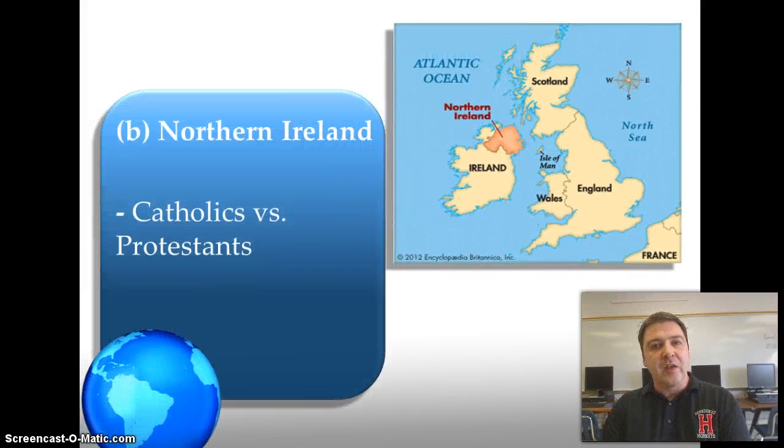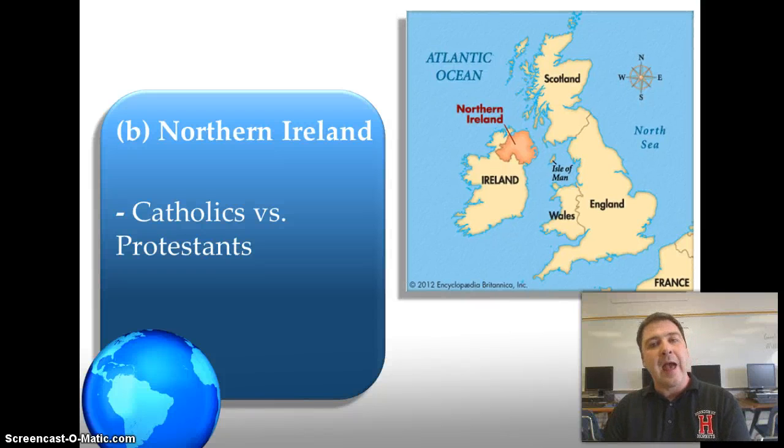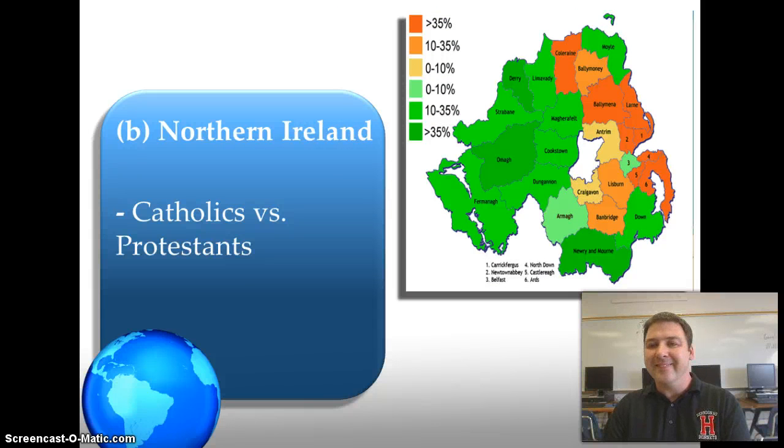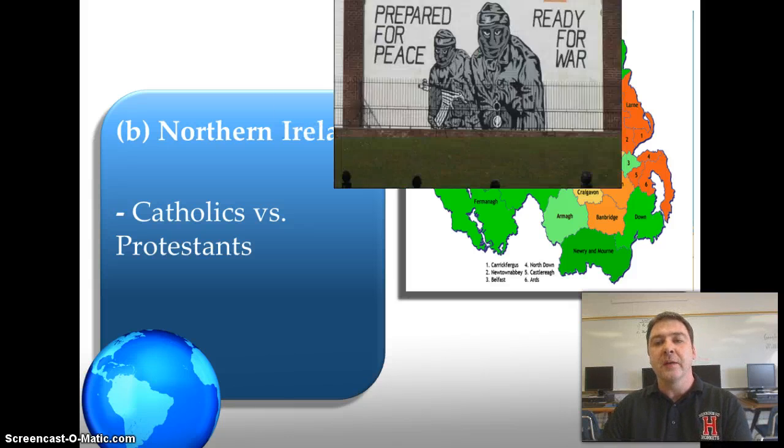Likewise, we have religious conflict in Northern Ireland, where Catholics and Protestants have been in conflict for a number of years. Even though geographically Northern Ireland is on the island of Ireland, politically it belongs to Great Britain. Okay, and we see here on our map the different religious groups, the green being the Catholics, the orange being the Protestants, and the areas that they are the majority groups in.